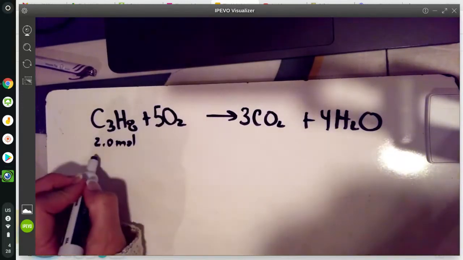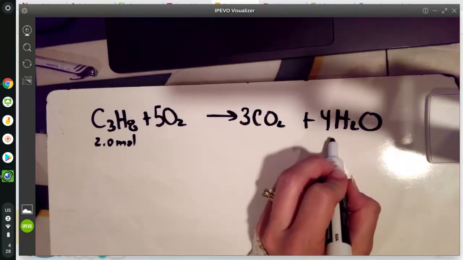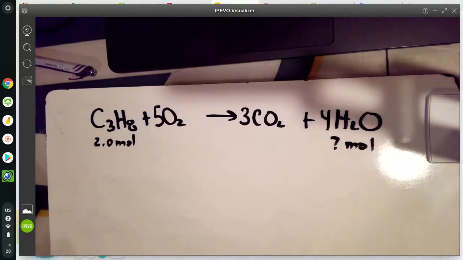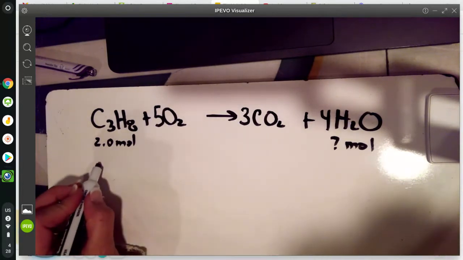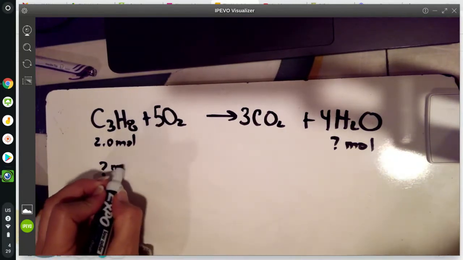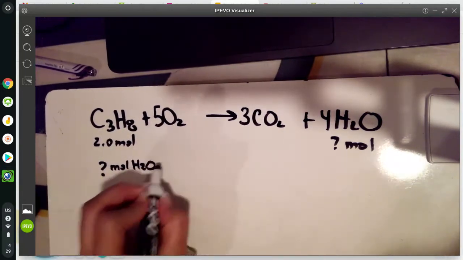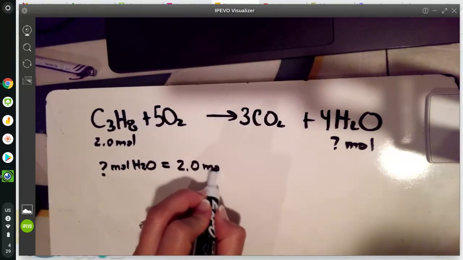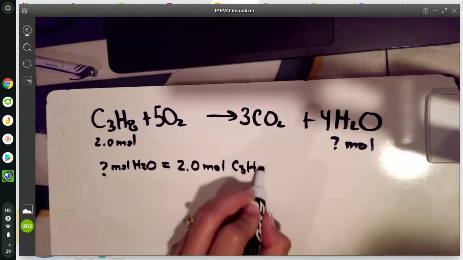Just to understand where we're at, we're being asked now, how many moles of water? Okay, so that's what we're trying to do. If I have coefficients, I can make this adjustment. All right, so how do I set this up using molar and dimensional analysis? I'm asked how many moles of water am I going to get with 2.0 moles of C3H8?